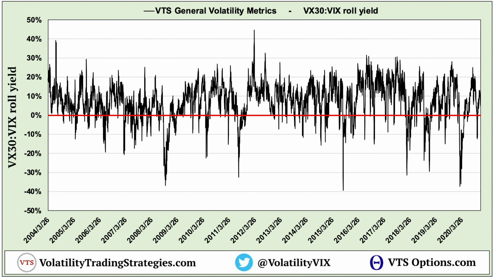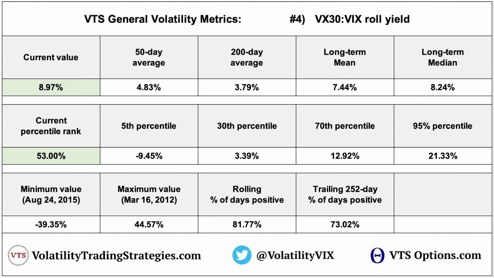This is the VX30 to VIX roll yield since the inception of VIX futures in March 2004. And as you can see here, they do spend the majority of their time in that positive range, and not all that often in the negative range. In fact, if we dig a little deeper into the statistics, we can see that the rolling percent of days with positive roll yield is 81.77%. So about 82% of the time, the roll yield is positive, meaning a headwind for the long volatility ETPs. 82% of the time, anybody holding VXX or UVXY will likely be quite disappointed while they watch it bleed down. And the long-term median is 8.24% roll yield, which is a very healthy amount of potential decay.